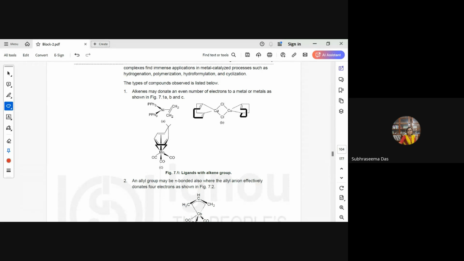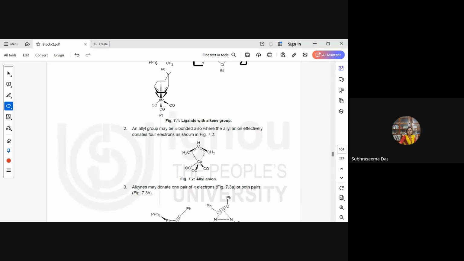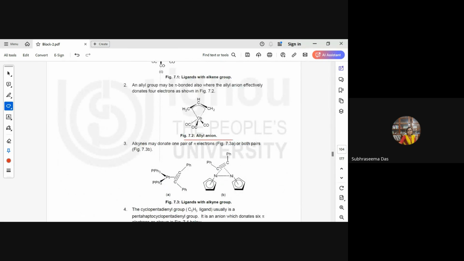Here it has been shown in figure 7.1 ABC. The alkenes may donate an even number of electrons to the metals like this, and allyl groups are also pi bonded, where the allyl anion donates 4 electrons. Here it is shown in figure 7.2. The alkynes donate one pair of pi electrons or both pairs.